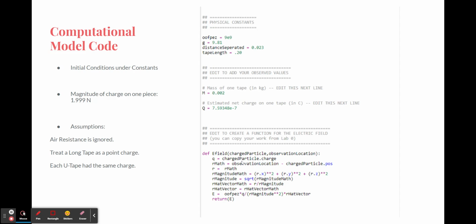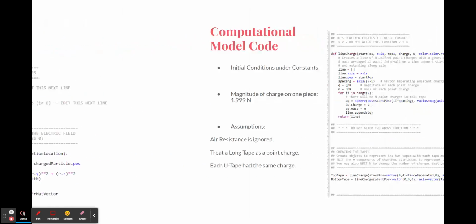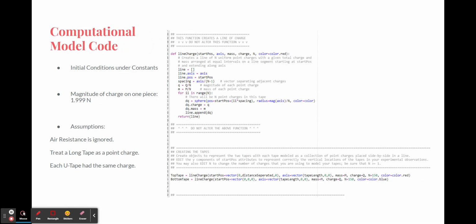Now, as you see here, the code calculates the electric field formula into a definition and returns it later. Now, this next line of code shows the line charge formula and the division of the tape into different components, as you can see here. In addition, the arrows are all starting to be created with the top tape and the bottom tape.